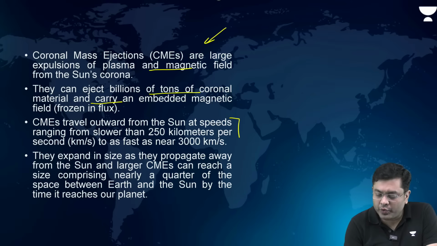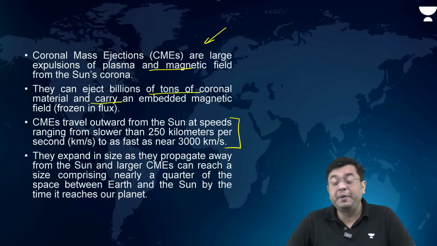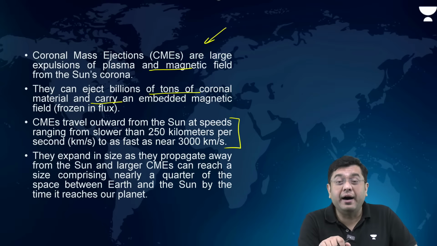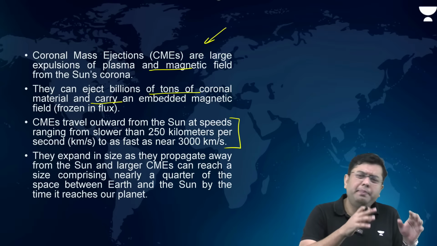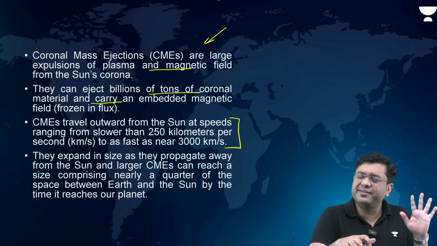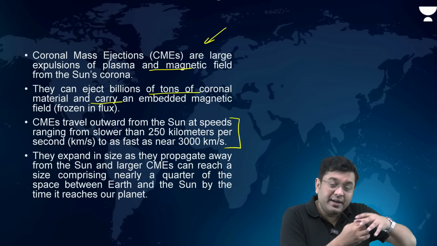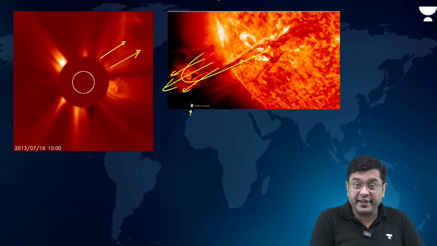Now they travel outwards of the sun at a very high speed. They can reach planet Earth in around 15 to 18 hours itself. Sometimes the slow travel also happens, but mostly between 15 to 18 hours, they are able to reach the planet Earth. And as they are expelled from the sun, the size keeps on increasing.